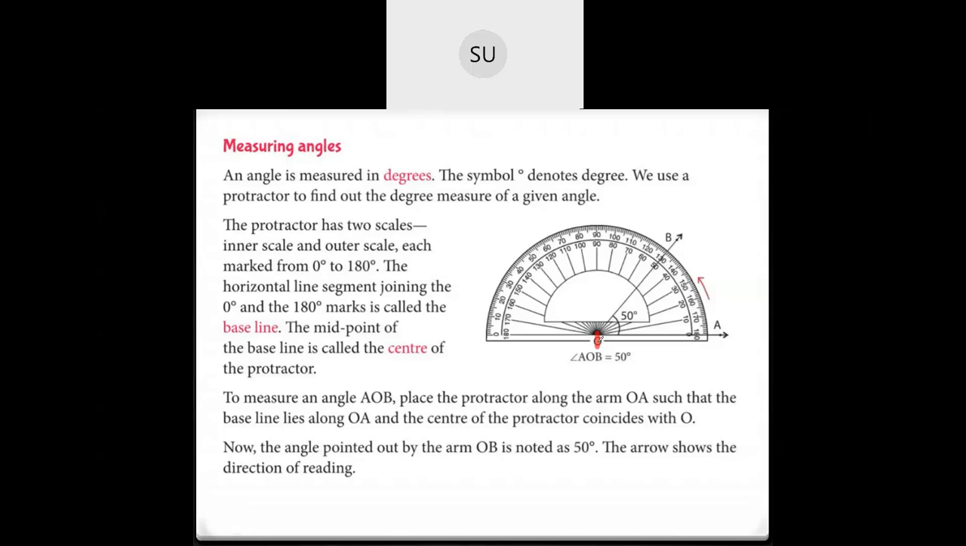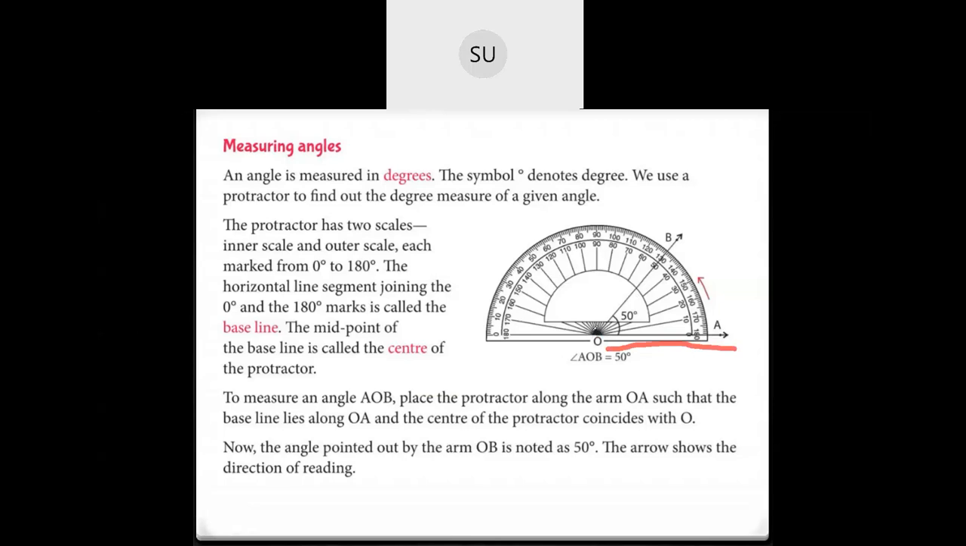Now to measure an angle, here they've given an angle AOB. This is A, O and B. The angle is formed at O. To measure the angle, you'll place the protractor along the arm OA. This is the arm OA here, so you'll keep it along this arm. Your baseline of the protractor should coincide with the arm OA, or line OA. And the center of the protractor should be at point O. It should coincide with point O.